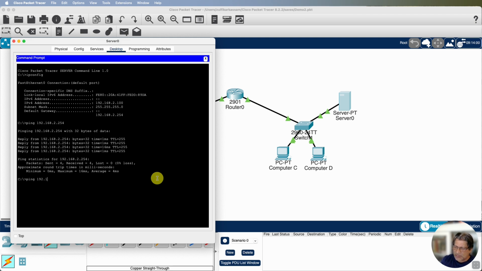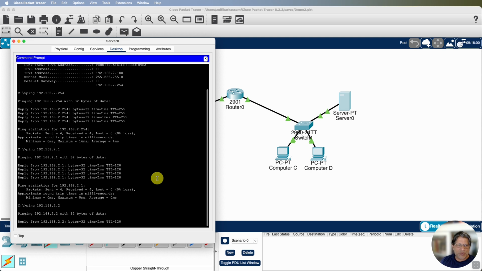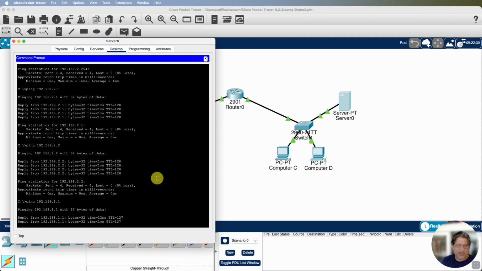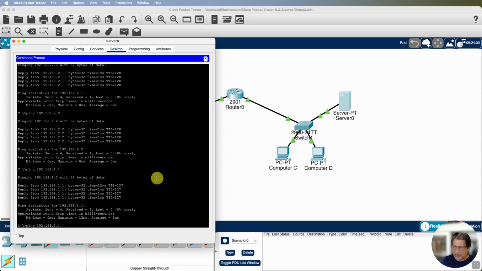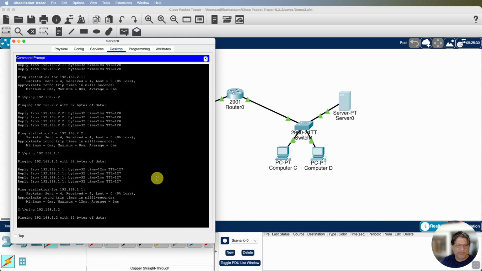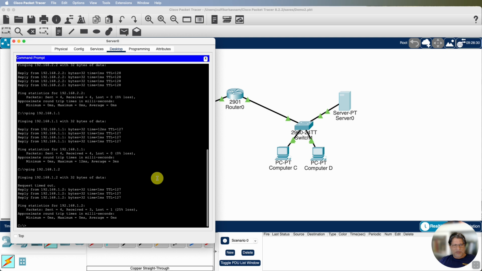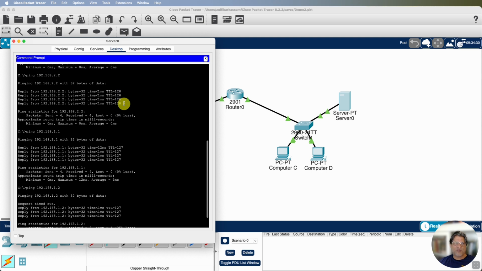192.168.2.1, which is computer C, that should be working fine. And then computer D should be working fine. You can see a reply there. Let's go and try and ping computer A, which is 1.1. So you can see a reply there. And we can go to computer B as well. Okay. So, alrighty. So we can basically ping all the machines on the network from the server. We can ping the router, obviously, because that's there. We did see that. The router is able to forward this information.